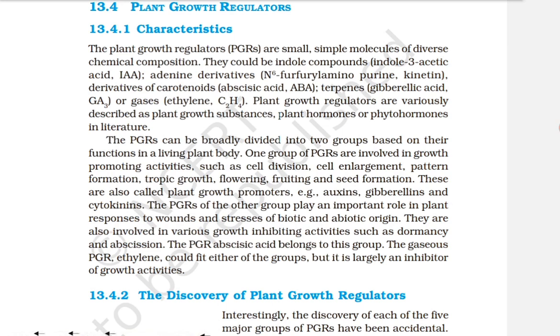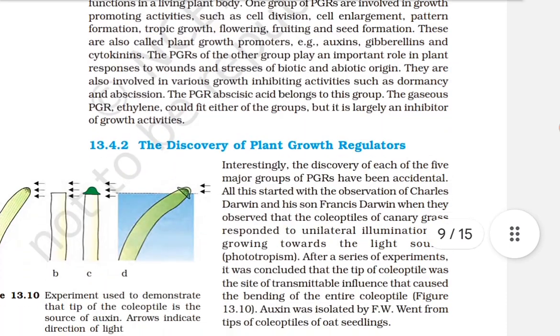The plant growth regulators of the other group play an important role in plant response to wounds and stresses of biotic and abiotic origin. They are also involved in various growth inhibiting activities such as dormancy and abscission. The PGR abscisic acid belongs to this group. The gaseous plant growth regulator ethylene could fit either of the groups, but it is largely an inhibitor of growth activities. The discovery of plant growth regulators.